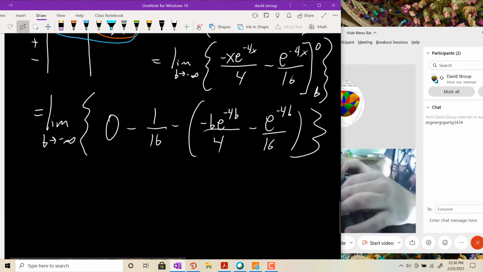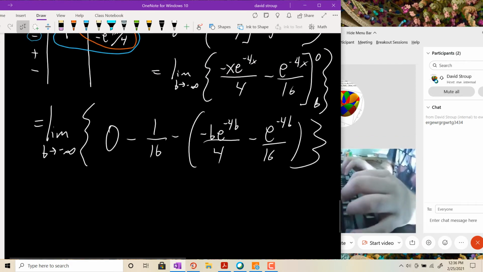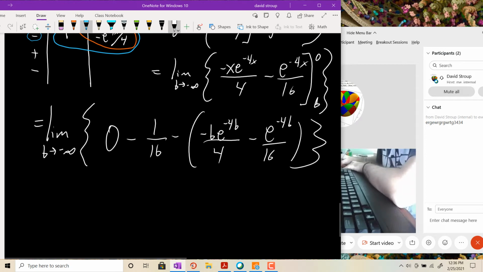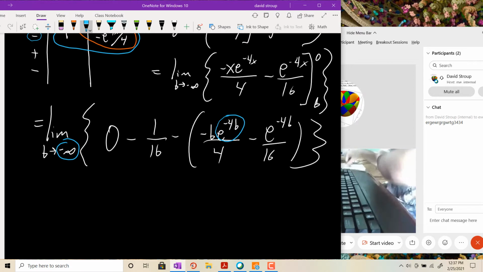As we go to negative infinity, the weird thing about these negative exponents is that they become positive exponents. When I plug in negative values because I'm going to negative infinity, you're thinking negative 10, negative 100, but it's going to be negative 4 times negative 100, so it's going to be 40, 400. So this thing is going to infinity.